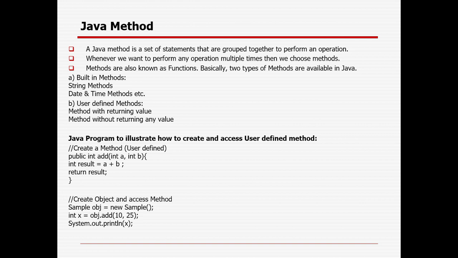There are two types of method available in Java. One is the built-in method, like the string method and date time method you already saw, which I will cover today. And the user-defined method, which has two types: one is the method without returning any value, and one is the method that returns a value. That is the reason I have given two examples. Return means it will return something, and without returning means it will not return anything. It will be void. So let me give you some simple examples.